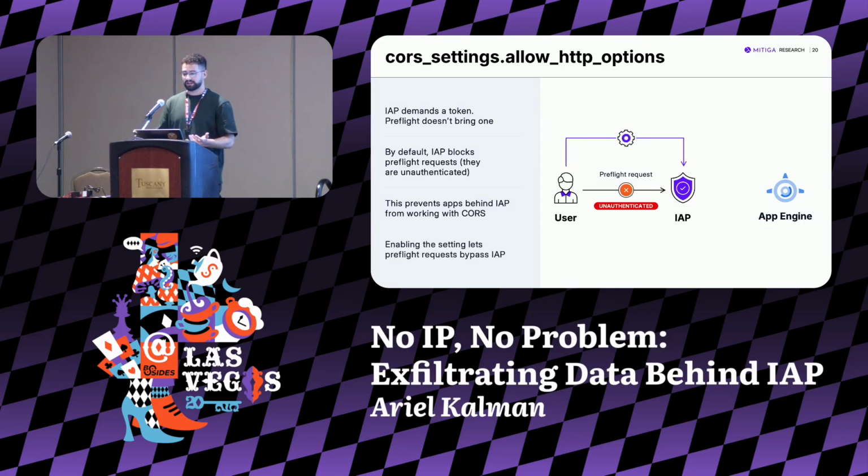And this is why GCP added a security feature, a security setting to IAP that can be either enabled or disabled. And if enabled, it allows only HTTP options requests to go through IAP without authentication, reach the application, and let the response get back to the user. Every other request, every GET, POST, or other type of HTTP request to the application is still blocked by the IAP.